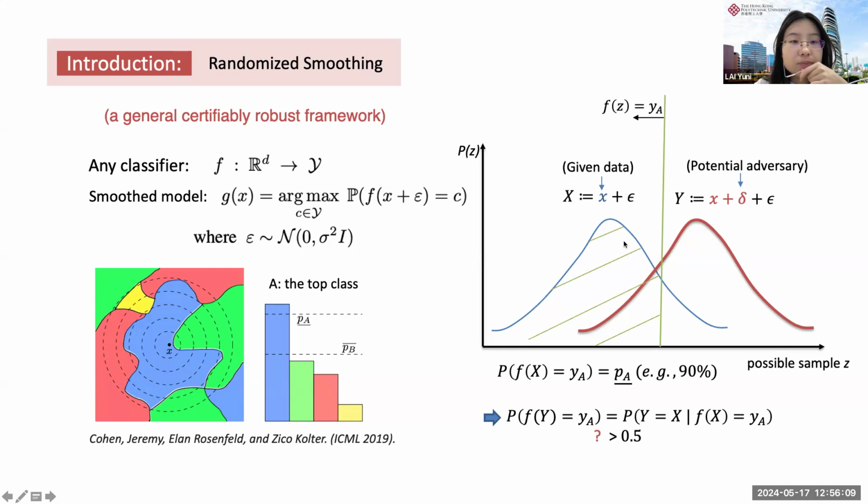In this example, let's use the blue curve to represent the distribution for clean data, and the red curve to represent the distribution of perturbed data. We assume that the classifier F will return the class YA for the green area. And then we know that it also returns the class YA for the red area. As long as the overlap is large enough, we can guarantee that the prediction of the smooth model is unchanged.